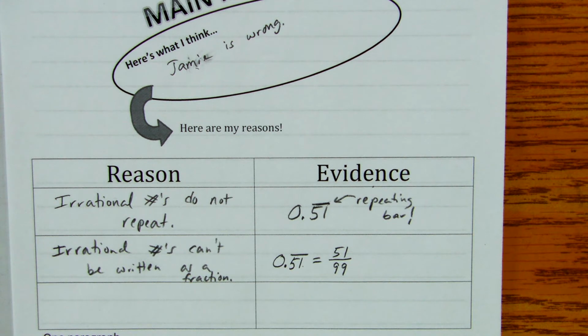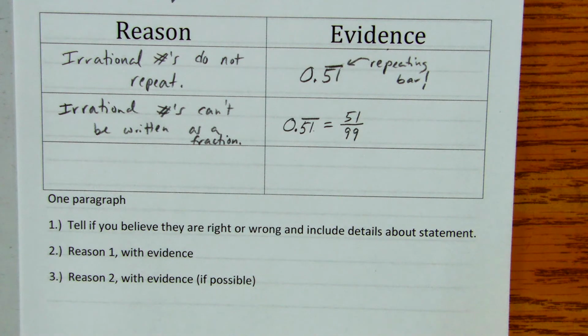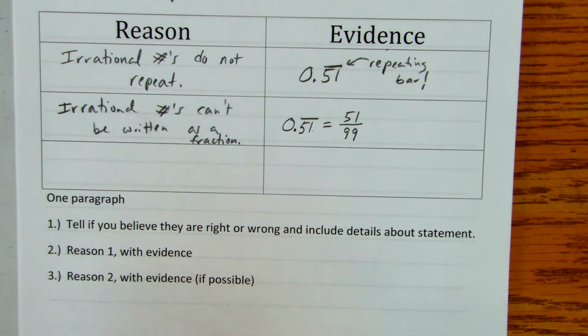When I think about justifying this, we want to work towards a short paragraph. You were really writing enough to be a paragraph. First you tell if you believe they're right or wrong, and include some details maybe about why. Then you go through your evidence, reason one, reason two. Sometimes you may only have one reason. If you're saying something is wrong, one reason's usually enough. But if we're trying to be thorough, we could include a little bit more. So let's look at what that paragraph could look like.